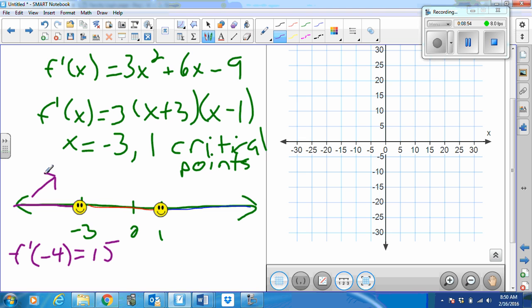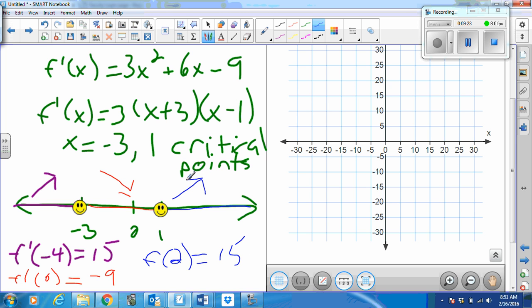Now we're going to test a really easy point in the red interval, and we're going to look at f prime. I'm going to pick 0 because 0 is always so easy to test. When I plug in 0 to f prime of x, we get -9. And so what that tells us about the function is that it's going to be decreasing. Then when I look at the blue area, I can test any point, and I'm going to pick the easiest one, f prime of 2. That equals 15. And so the actual function is going to be increasing on that interval.